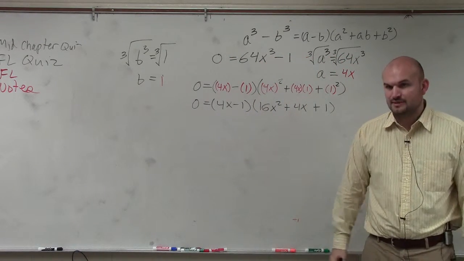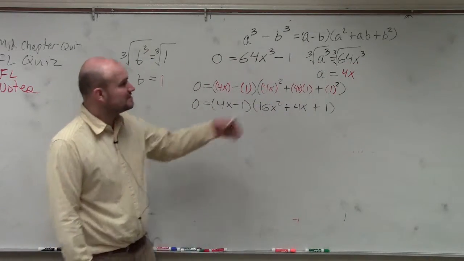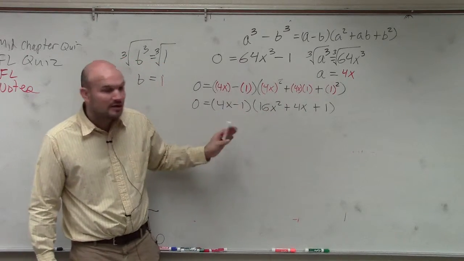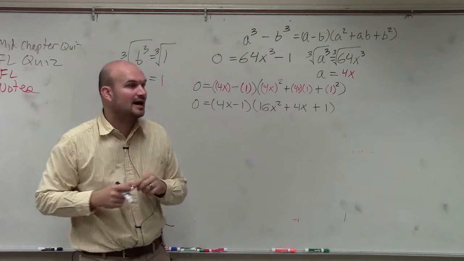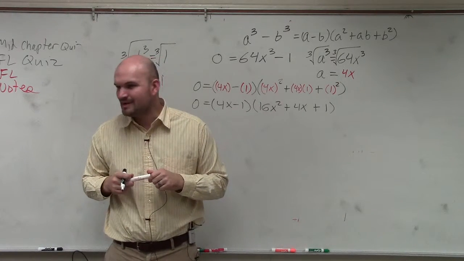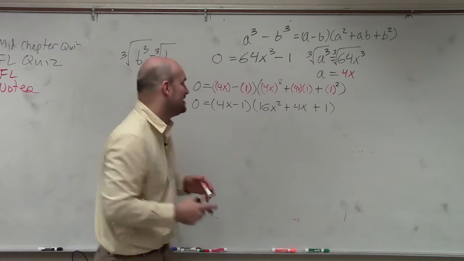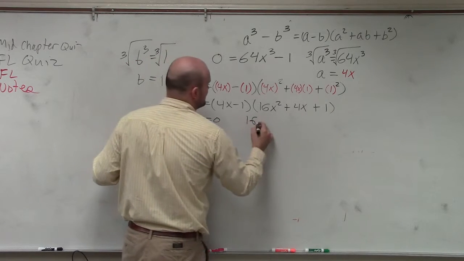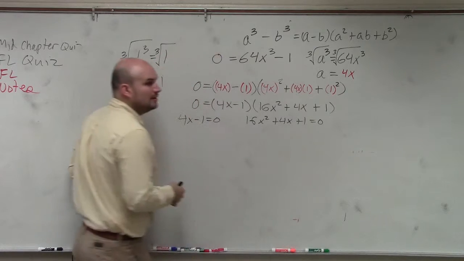That's it. OK? But now, for your homework tonight, we want to go a step further. Because now what they're actually asking is to solve. Well, ladies and gentlemen, if we have the product of two factors set equal to 0, we can apply which property? Anybody remember? Starts with the zero product property, right? So I could say 4x minus 1 equals 0, and 16x squared plus 4x plus 1 equals 0. Cool.